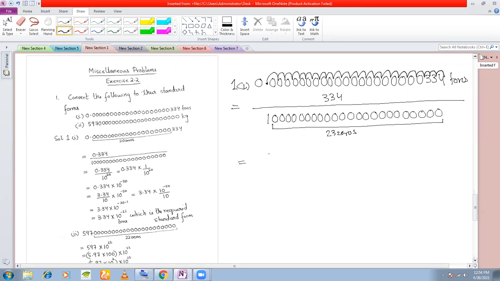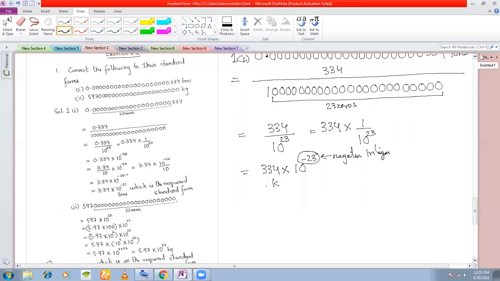Right? So now this becomes 334 divided by 10 to the power of 23, which can be written as 334 into 1 by 10 to the power of 23. Now you can write this as 334 into 10 to the power of minus 23. So we have got a negative integer, right? But what is the problem here? K here is not between 1 and 10, right? So we need to convert this K into a number between 1 and 10.